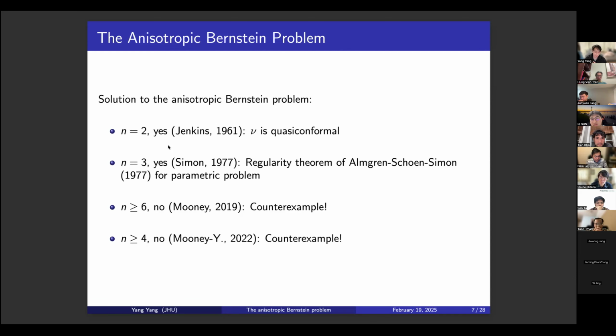So in 2019, Mooney gave the answer to this question. Indeed, when we relax to the anisotropic case, one can construct some counterexamples in lower dimensions. He constructed some nonlinear global solutions to a class of anisotropic area functionals in 6 dimensions. And just 2 years later, we constructed a counterexample in 4D. So this problem is completely solved. For the rest of the talk, I will focus on these 2 examples.